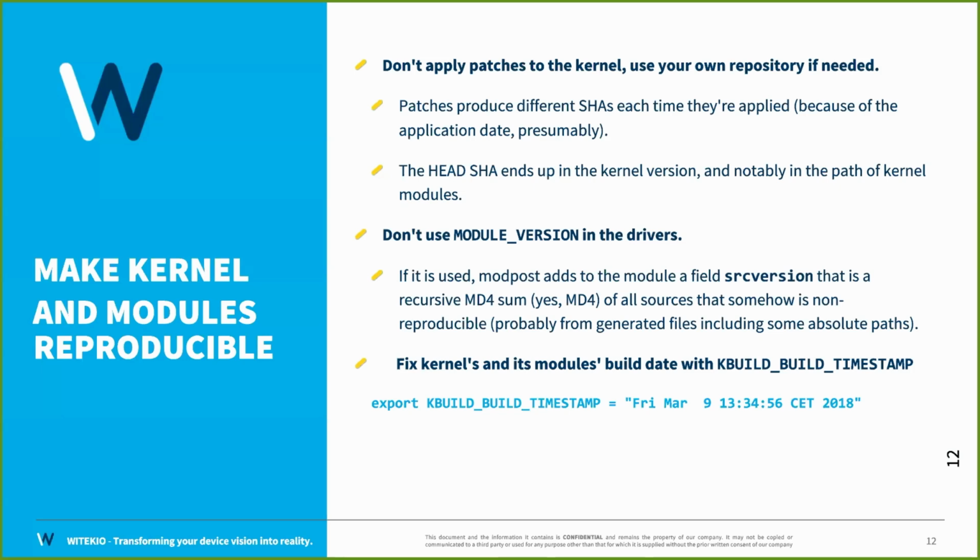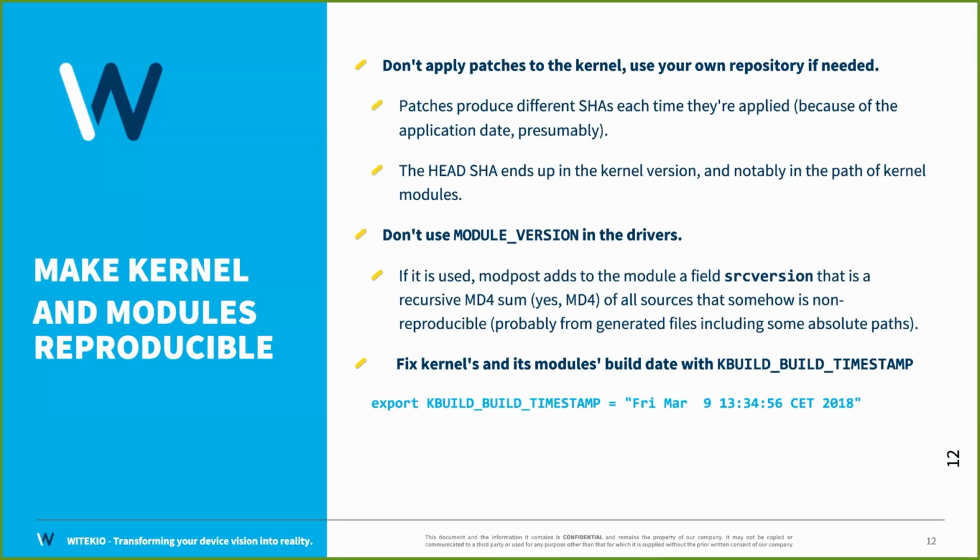But if instead of applying patches to the kernel, you use your own repository with a branch ready to be picked and fetched, you don't have that problem. And the real problem in the end is that this non-reproducible SHA-1 will end up in the kernel version, and the kernel version, of course, is present in the path for kernel modules. Of course, if you don't use external kernel modules, you don't have the problem.